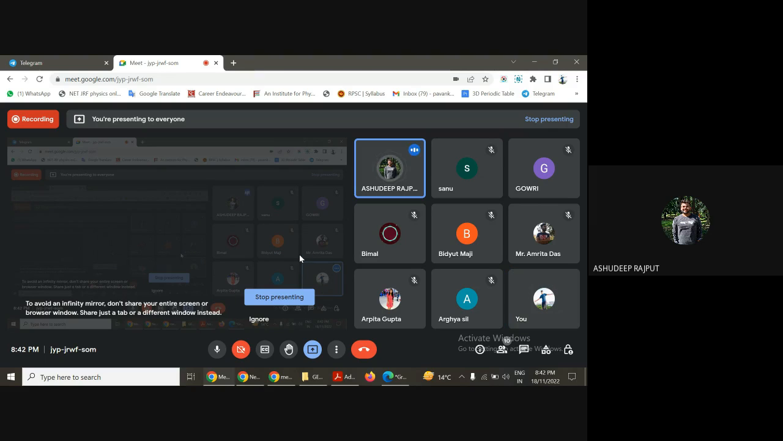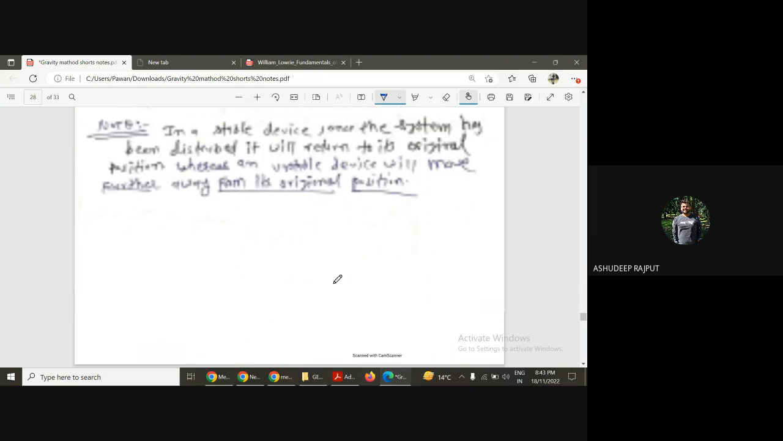And what is the order of sensitivity in the unstable type gravimeter? Unstable type gravimeter, 0.01 milligal. Okay, Pawan, thank you.